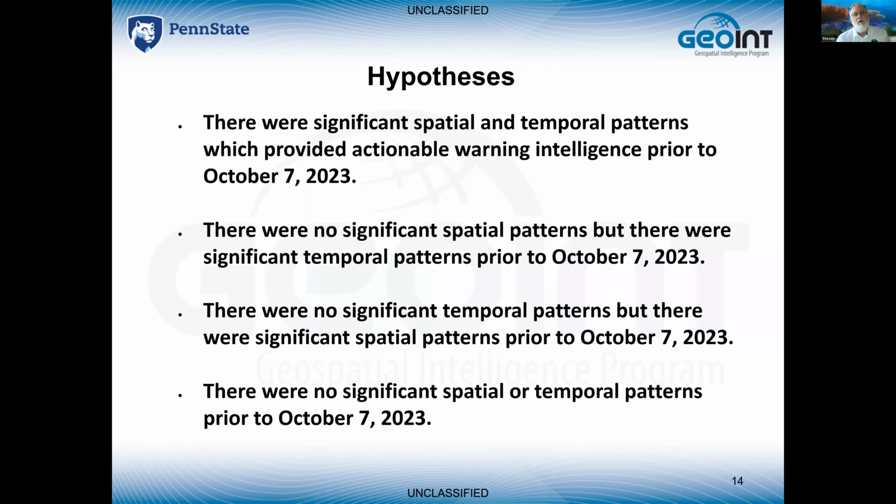First of all, there were significant spatial and temporal patterns which provided actionable warning intelligence prior to October 7th. Or there were no significant spatial patterns, but there were significant temporal patterns prior to October 7th. Or there were no significant temporal patterns, but there were significant spatial patterns. Or finally, there were no significant spatial or temporal patterns prior to October 7th, 2023. And yes, I'll be using analysis of competing hypotheses to evaluate these.